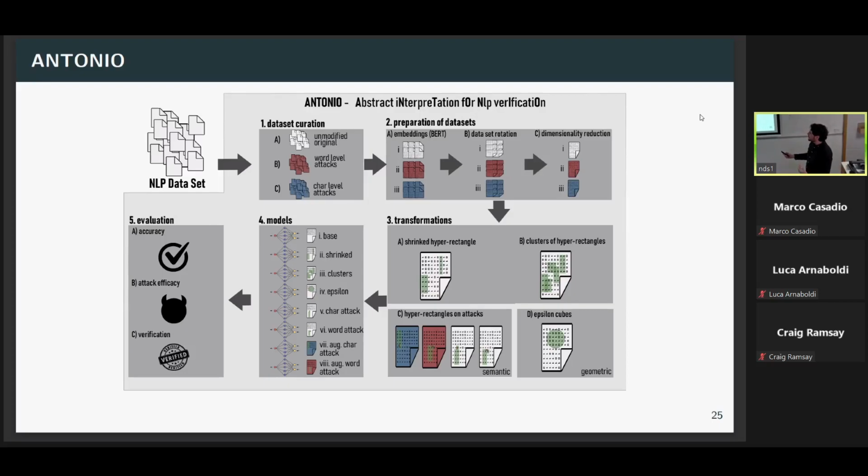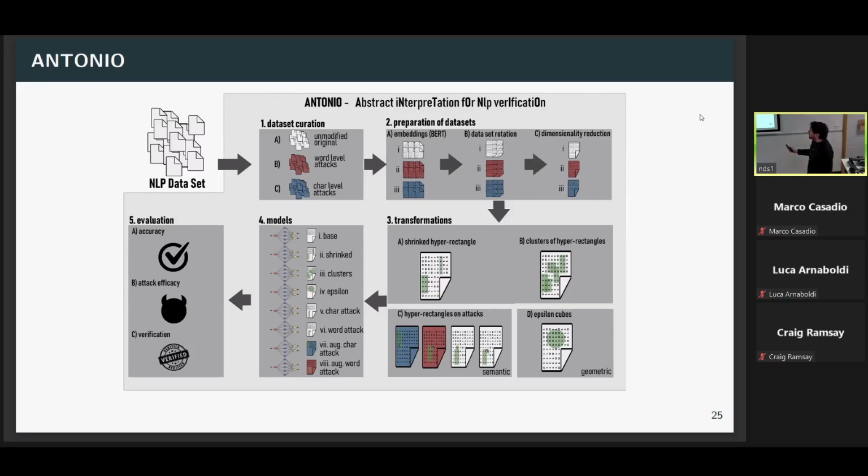Basically, the flow is, you have your dataset, and then you can create perturbation datasets. For example, in this case, you can attack it with word attacks and character attacks, many different datasets. And then you embed all this. We are using Sentence BERT. It is indeed a transformer. It is state of the art for sentence embeddings.